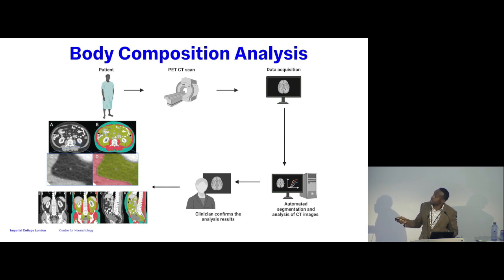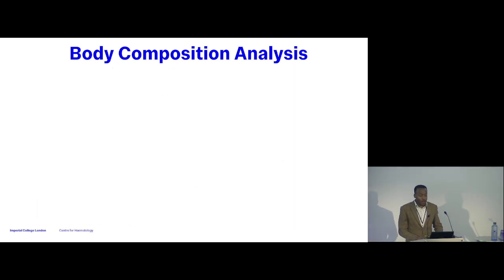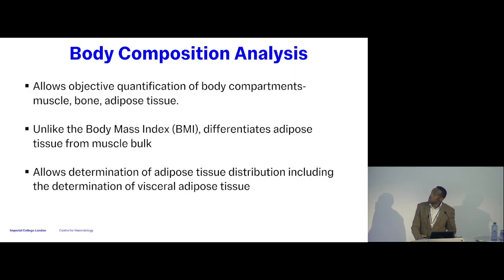Here in blue you have subcutaneous tissue, in red you have skeletal muscle, and in green you have visceral adipose tissue. Body composition is important because it allows an objective quantification of the various body compartments, including bone, muscle, and adipose tissue. Unlike the body mass index, you can differentiate adipose tissue from muscle bulk. It also allows us to determine the distribution of adipose tissue. For example, we know that visceral adipose tissue carries a much greater cardiovascular risk than subcutaneous fat.